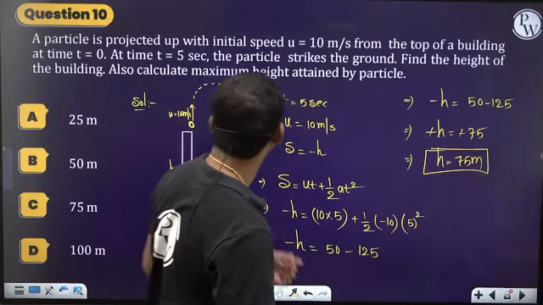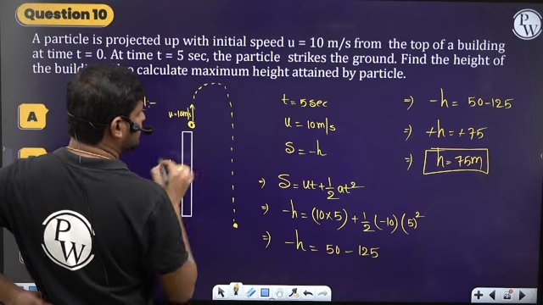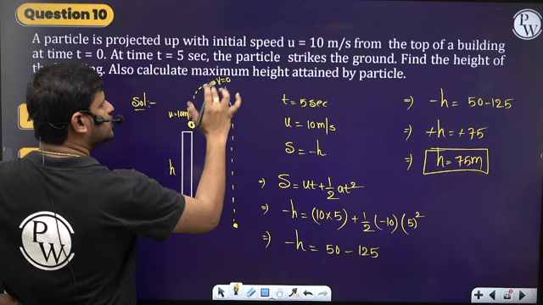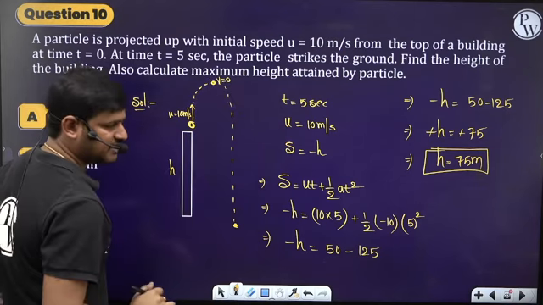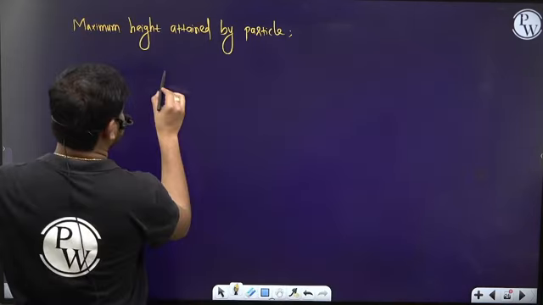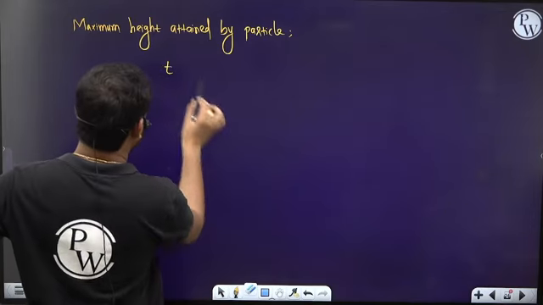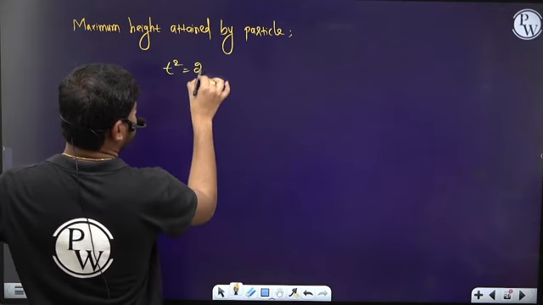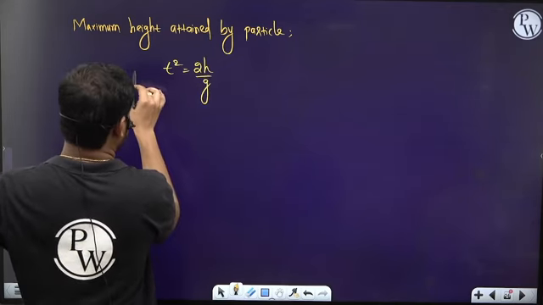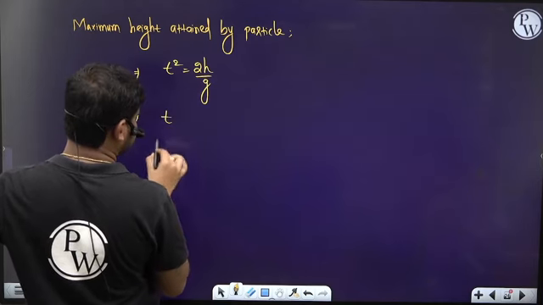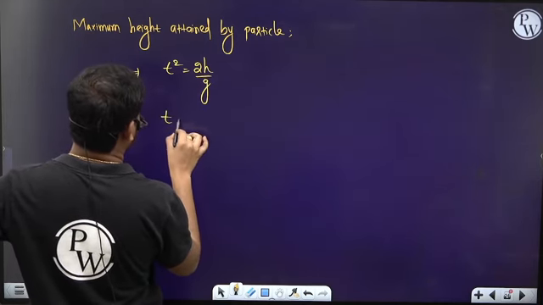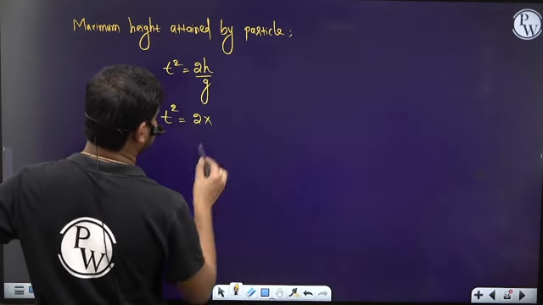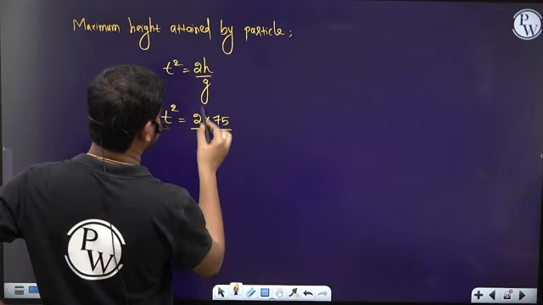I can see here that the initial velocity you know. When it attains the maximum height, its final velocity will become 0. I am taking the journey from here to here. Or else let's do it this way. We know that t square equals 2h by g. So from here t equals root over 2h by g, or 2 into h. How much is h? 75 by g. The g value is 10.